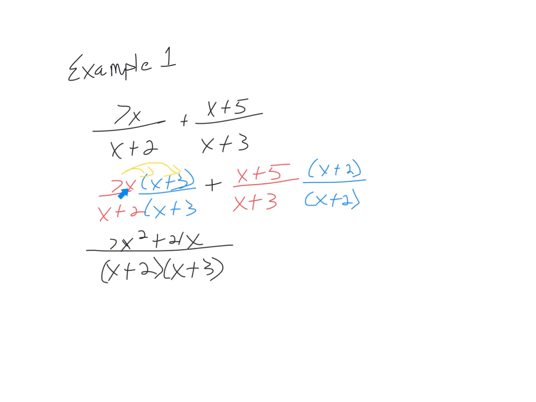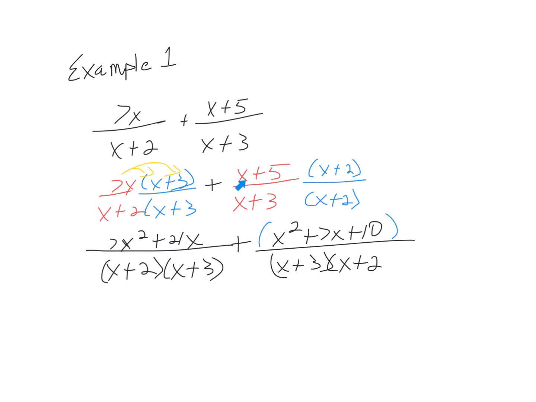Okay, so now you can see that on this left side with the fraction, we have 7x squared plus 21x, all divided by the x plus 2 times x plus 3. Over here on the right side, in the numerator, we have x plus 5 that we have to multiply times x plus 2. So you're going to have to FOIL these two because it's a binomial times another binomial. All right, and when we do that, we get x squared plus 7x plus 10, and of course, all over the common denominator of x plus 3 times x plus 2.